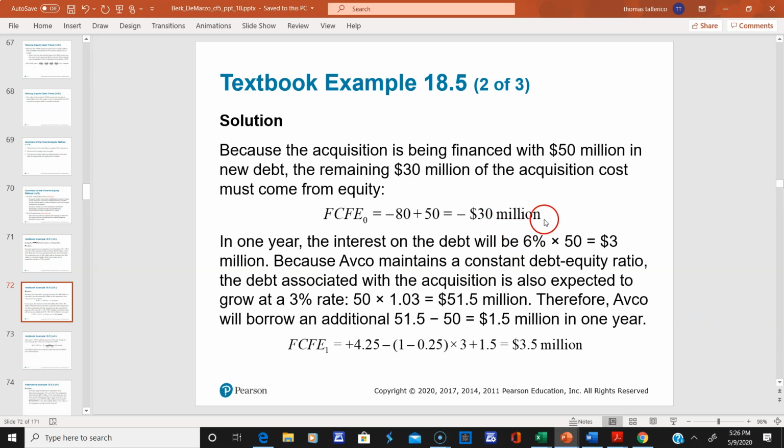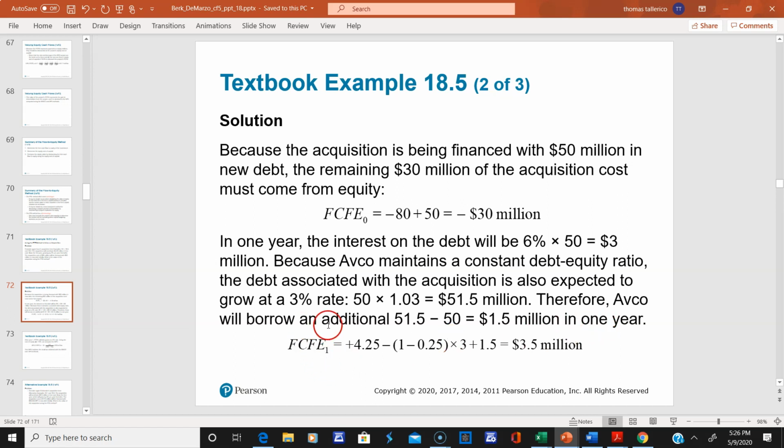Because the acquisition is being financed with $50 million in new debt, the remaining $30 million of the acquisition cost must come from equity. So we kind of know that by now, right? In 1 year, the interest on the debt will be $3 million. Because Avco maintains a constant debt-equity ratio, the debt associated with the acquisition is also expected to grow at a 3% rate. So the debt's going to grow to $51.5 million. Therefore, Avco will produce an additional $1.5 million in 1 year.